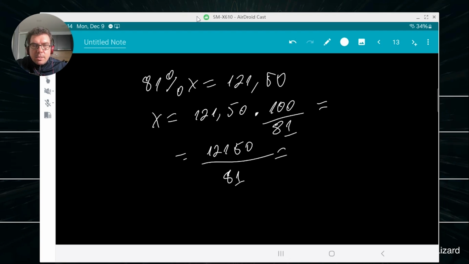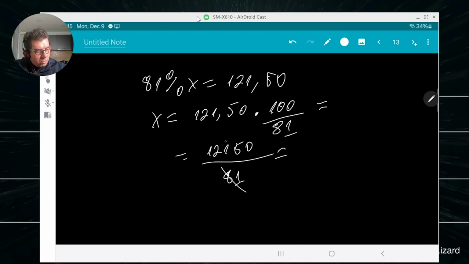Is 12,150 divisible, for instance, by 9? Well, you know the criterion for divisibility by 9. If the digits add up to a number which is divisible by 9, then the whole number is also divisible by 9, right? So I add the digits. 1 plus 2 is 3, plus 1 is 4, plus 5, 9, plus 0 is 9. So this number is divisible by 9.